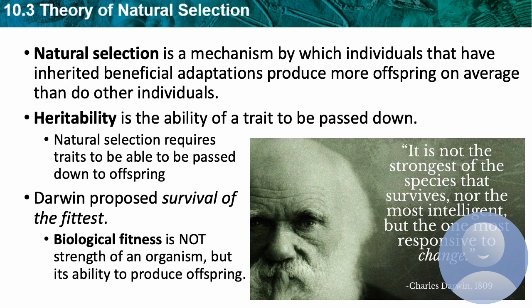So Darwin called this survival of the fittest, and you've probably heard that term before, but what I want to clarify is that when we say biological fitness, we're not talking about strength or how fast an organism can run or anything like that. We are really talking about the ability of that organism to produce offspring.